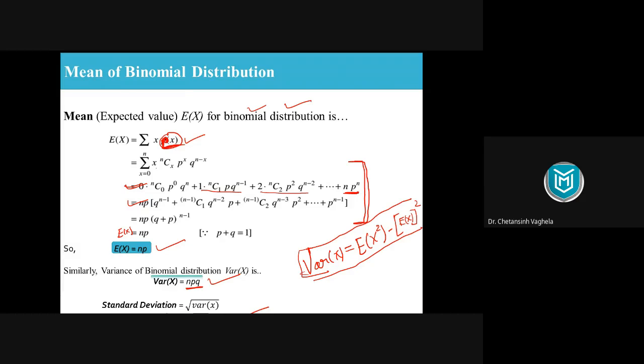So these three are quite important. Expected value for binomial, that is n into p. Variance for the binomial distribution, that is n into p into q. Standard deviation is square root of n into p into q. These three are quite important. Take care about this. ये भी आपको याद होना चाहिए.